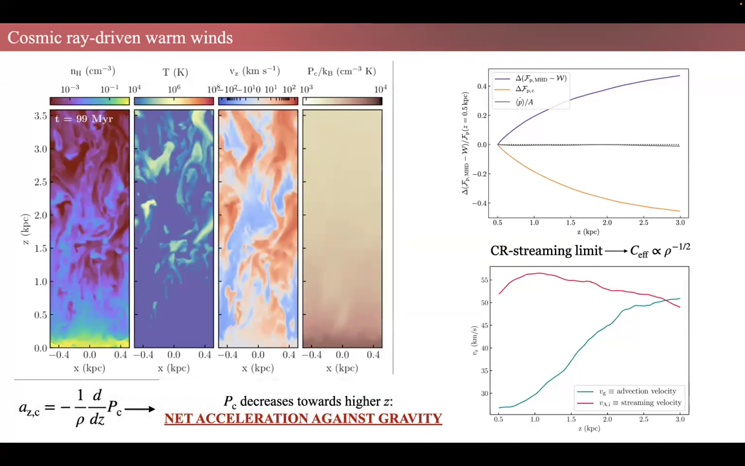Now, in this streaming-dominated regime, the effective sound speed is inversely proportional to the gas density, meaning that the effective sound speed increases with z as the gas density decreases. And this condition ensures that, at least near the wind base, the effective sound speed is larger than the gas velocity. And this requirement is necessary for the gas to be accelerated.